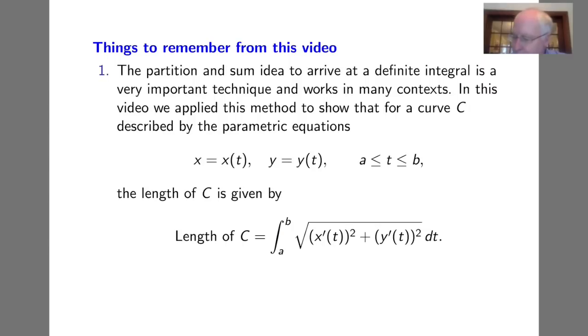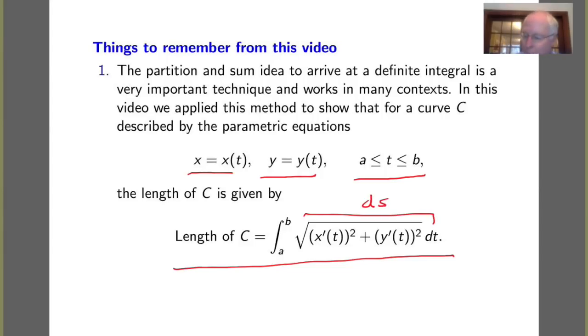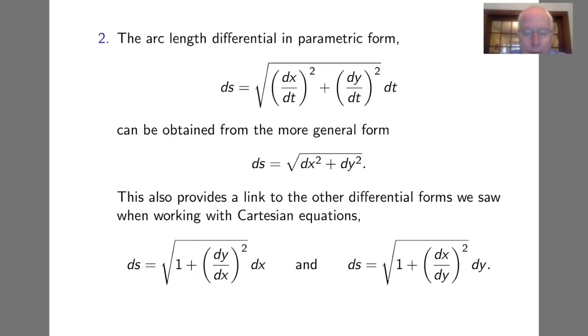And we derive this result that if we have x given by x of t, y by y of t, and t runs from a to b, we can compute the length of the curve by doing this integral. And again, remember this thing inside here, we often will just write that as ds, the so-called arc length differential. So that ds has the form square root of dx dt all squared plus dy dt all squared, then times dt on the outside of the square root.